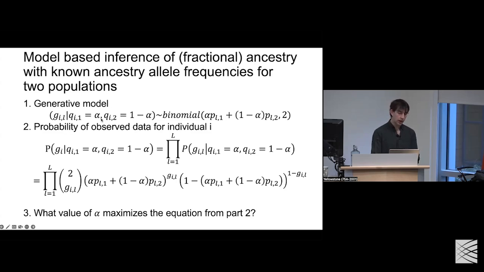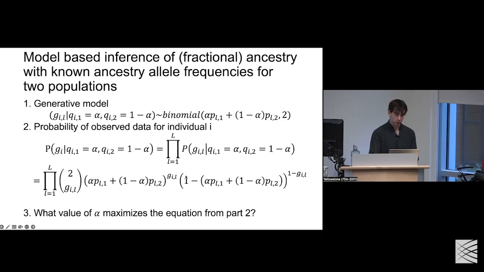And so here, this alpha parameter is what we're using to quantify the proportion of individual I's ancestry from population 1. And then 1 minus alpha would just be the proportion of individual I's ancestry from population 2. And then we just have to figure out exactly what value of alpha maximizes this equation for each individual.